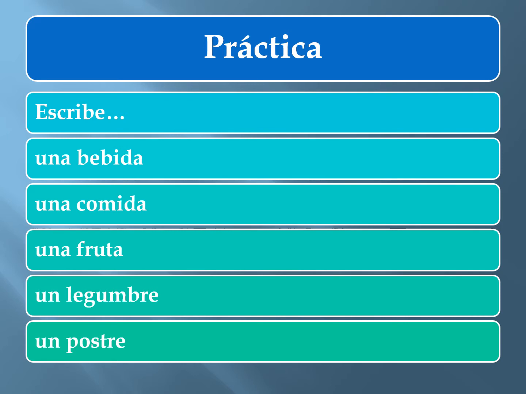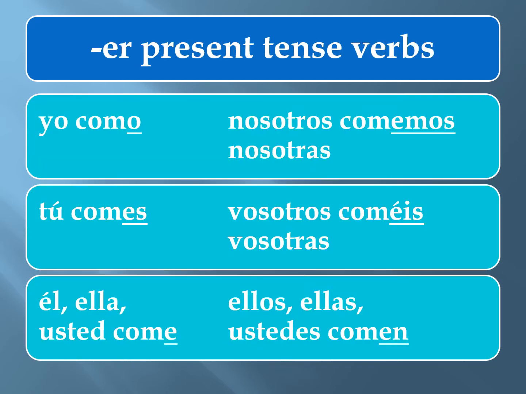All right, we're back. Una bebida, a beverage. You might say un refresco, agua, limonada, leche. Una comida is a meal. So it could be pollo or beefsteak or cerdo. Una fruta, a fruit. Could be manzana, naranja, uvas. Un legumbre, a vegetable. Papas, lechuga, broccoli. Un postre, a dessert. Could be flan. All right, so those are some examples, and we'll keep moving on here.